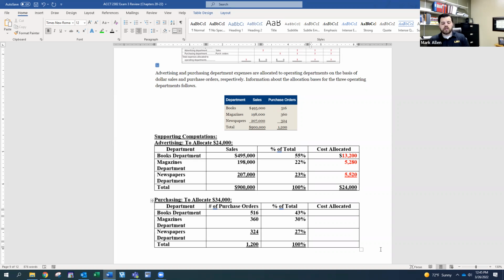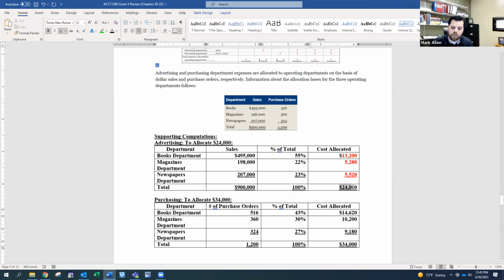Now, you'll take that 43%. Remember, this is to allocate the cost of purchasing. Purchasing had a cost of 34,000. 43% of 34,000 is 14,620, followed by 30% of 34,000 is 10,200, and 27% of 34,000 is 9,180. Of course, allocating out the total, 34,000.